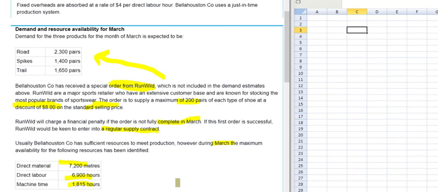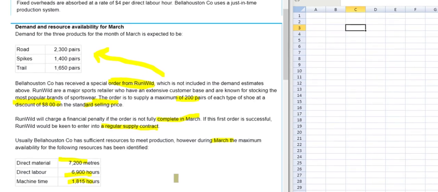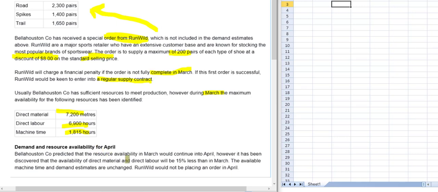So you'll need to find out how many resources are required to make all those demands, plus the 200 pairs for Run Wild, and see if you can compare that to what's available to find out which one is the limiting factor. Then it says demand and resource availability for April. This is part C, remember. So they're asking us in part C to formulate the linear programming constraints and objective function using that information. So we'll come back to that when we do part C.